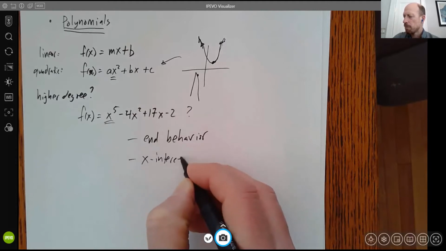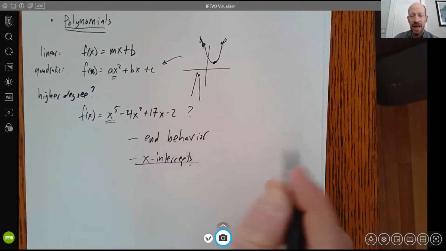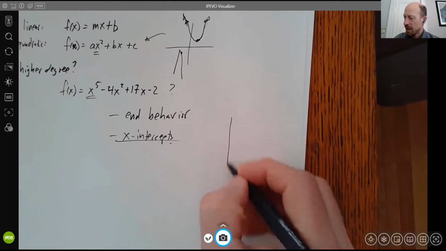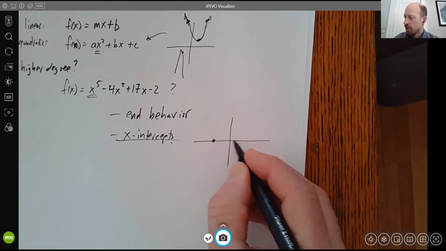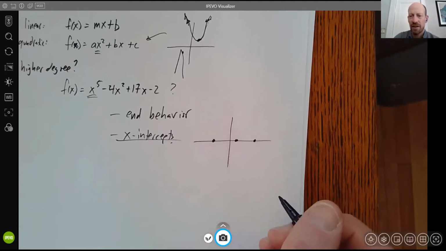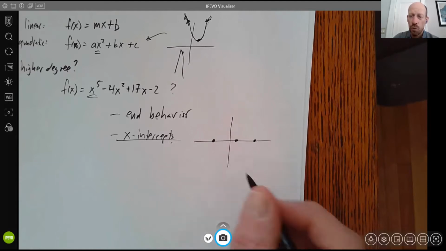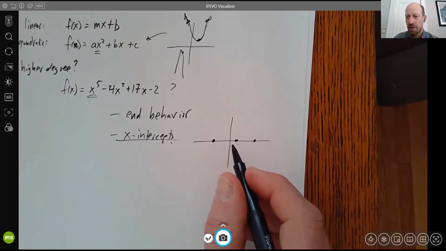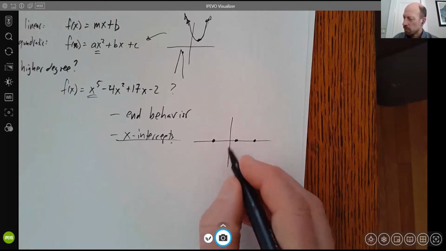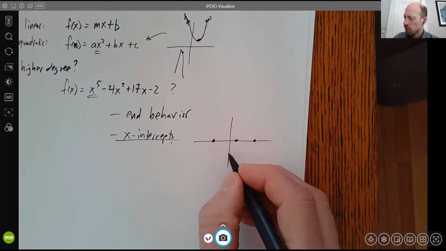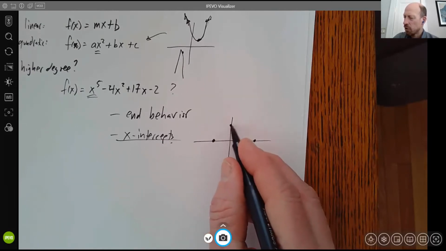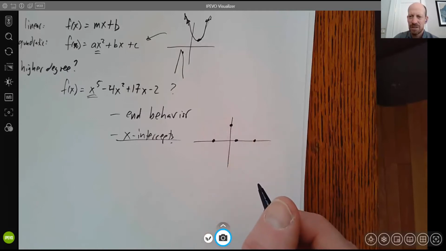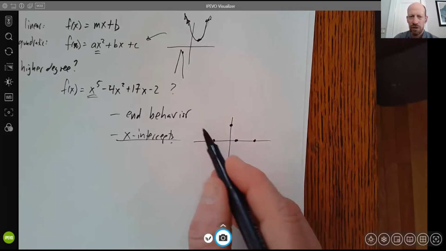The other part we'd really like to know are the x-intercepts, right? So the x-intercepts are where the graph touches the x-axis, and those turn out to be really important points for us. We're not always able to find those, but we're going to learn some strategies and skills to help us find those. The y-intercept is also of value, but it doesn't always impact what our graph really looks like.